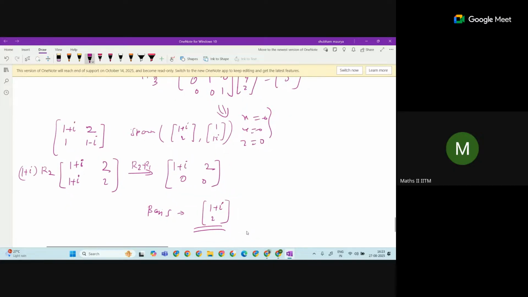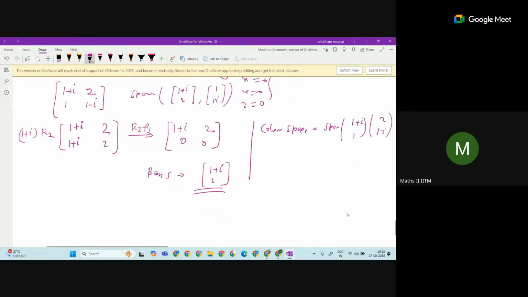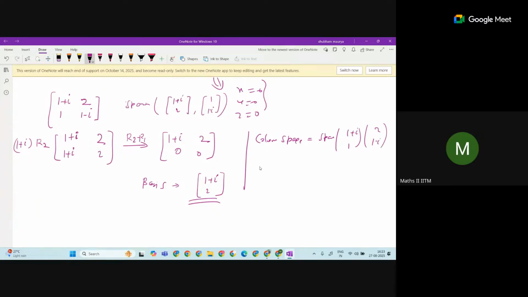Now let's find the column space. The column space is the span of the columns, which are (1 plus i, 1) and (2, 1 minus i). Again, it asks for the basis, so I usually do the transpose. Here we'll do only the transpose, not the conjugate transpose, because we are performing only row operations. So just do the transpose here.